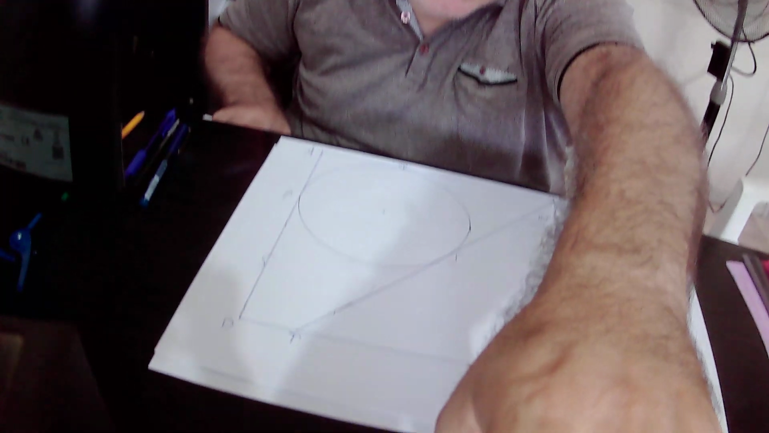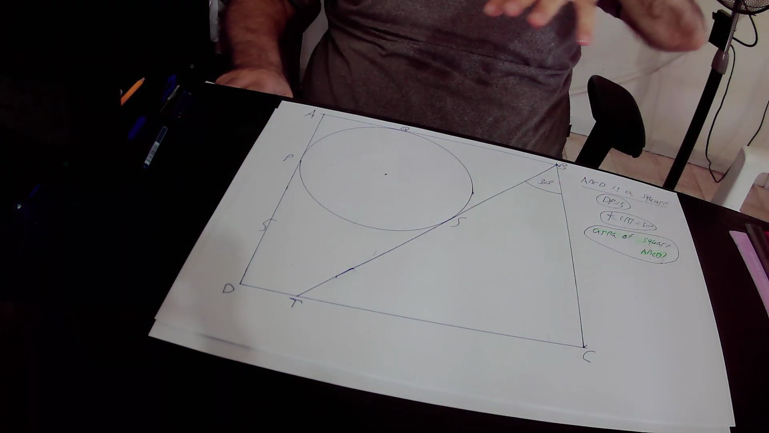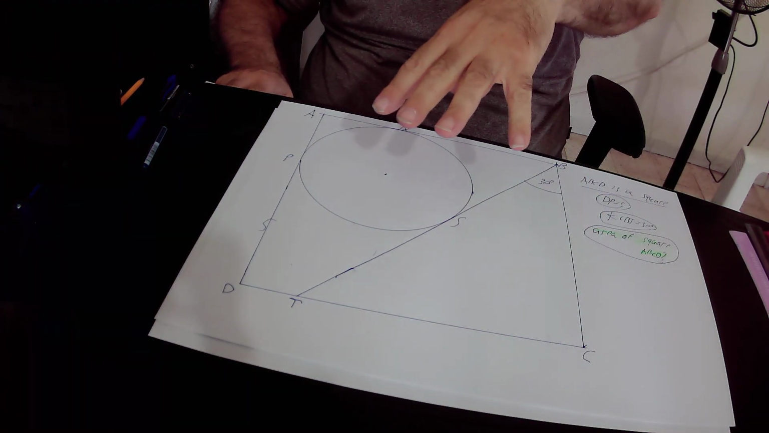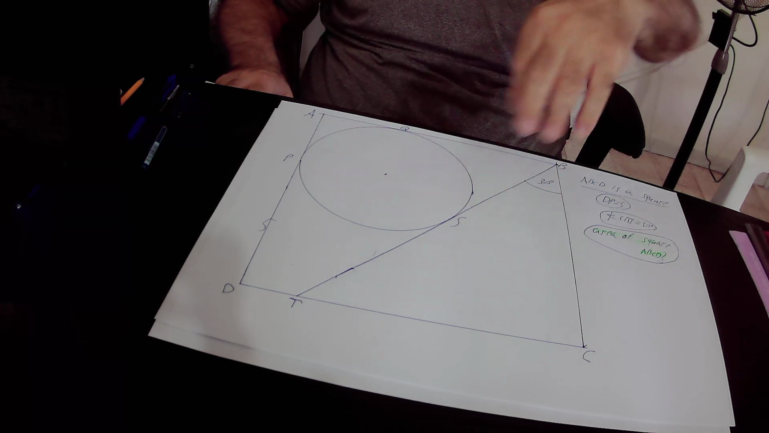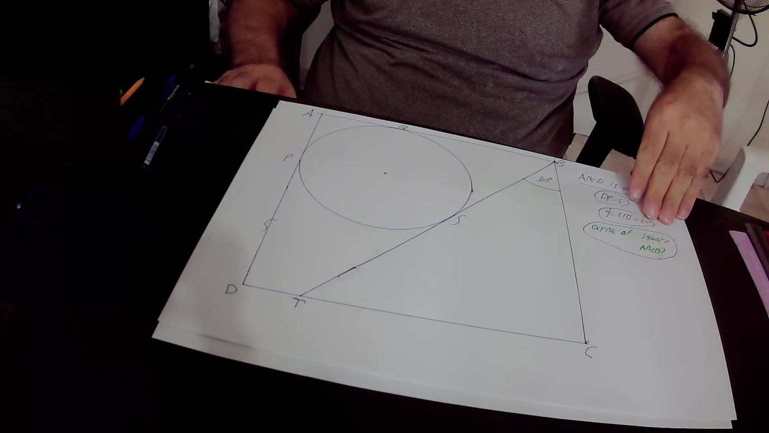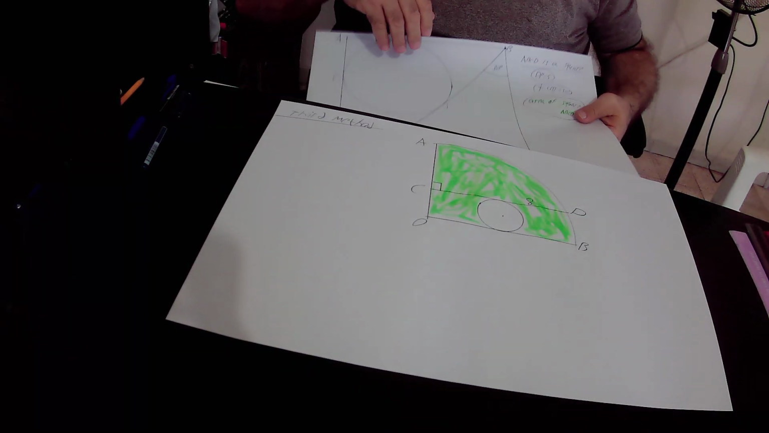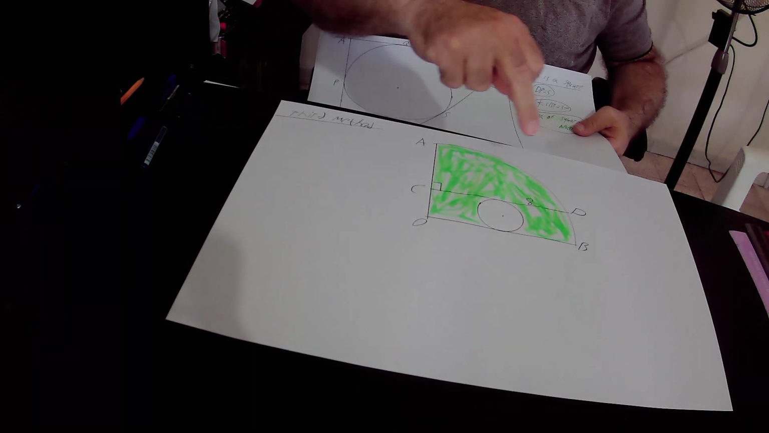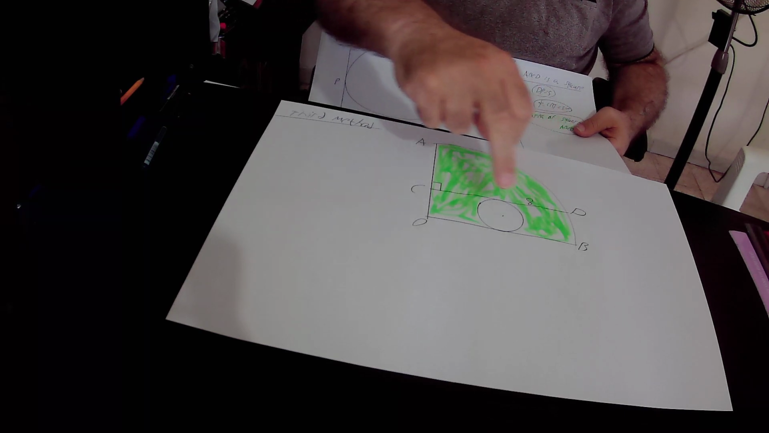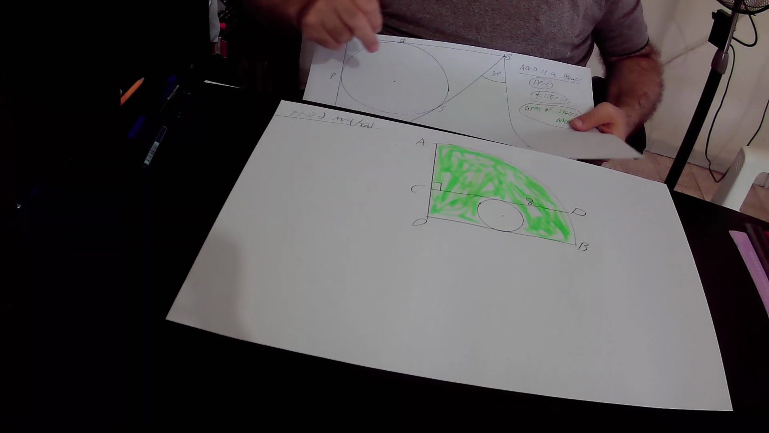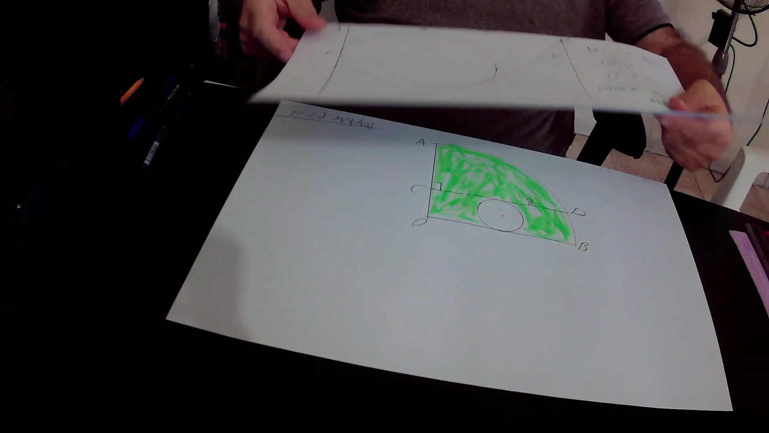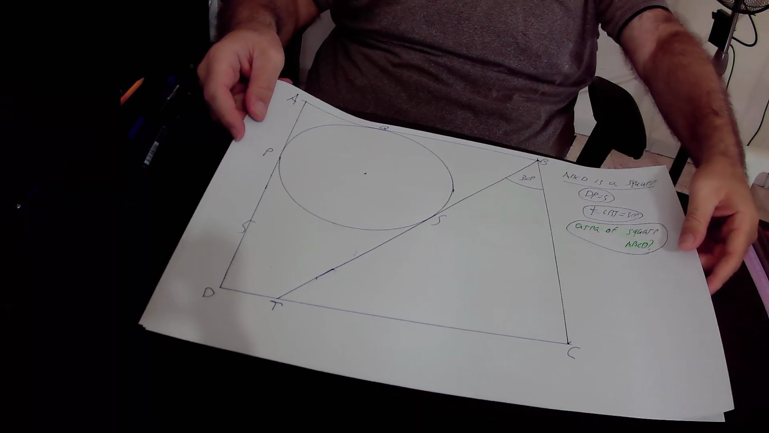Hello, in this lecture we'll answer two questions. In the first question, we'll find out the area of square ABCD, and in the second question, we'll find out the value of the green shape. Okay, let's start with the first question.